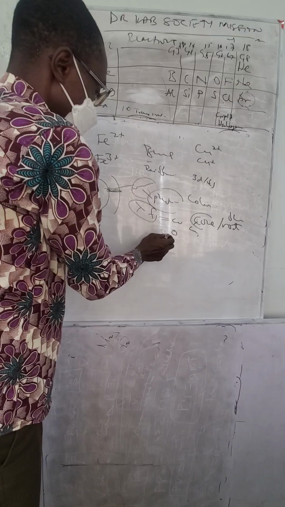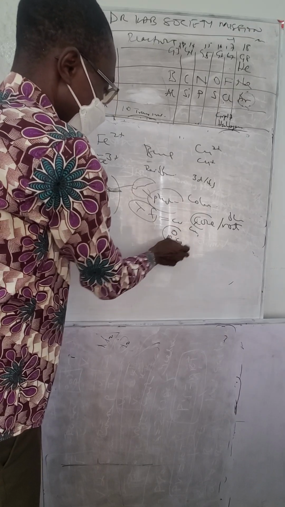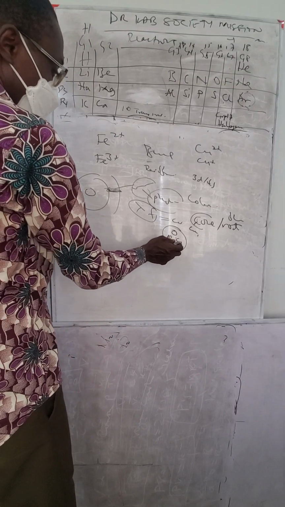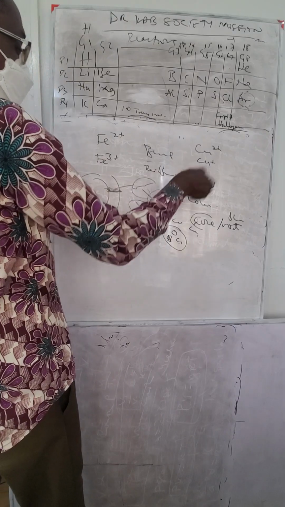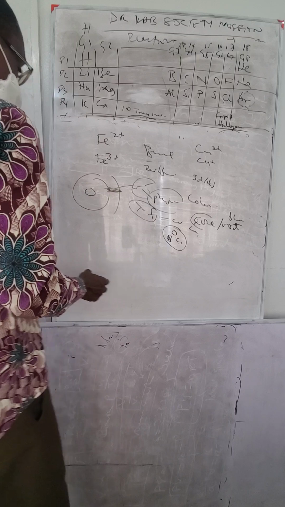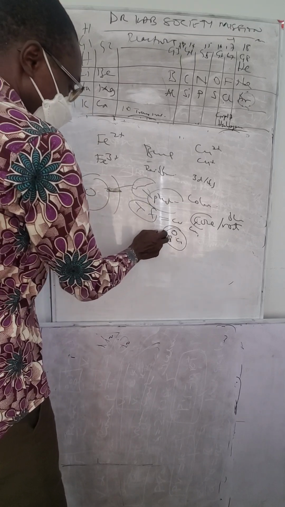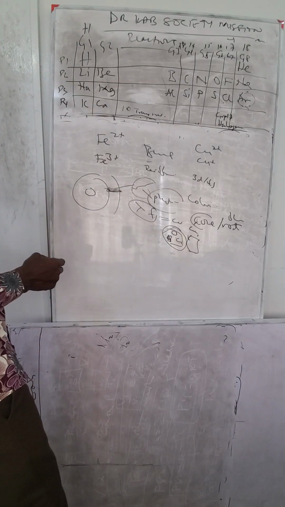We have three types of cones: red, blue, and green. These three colors combine to give us the different shades of colors. Depending on the wavelength coming in, different cones will be excited, and then a picture of that substance will be seen.